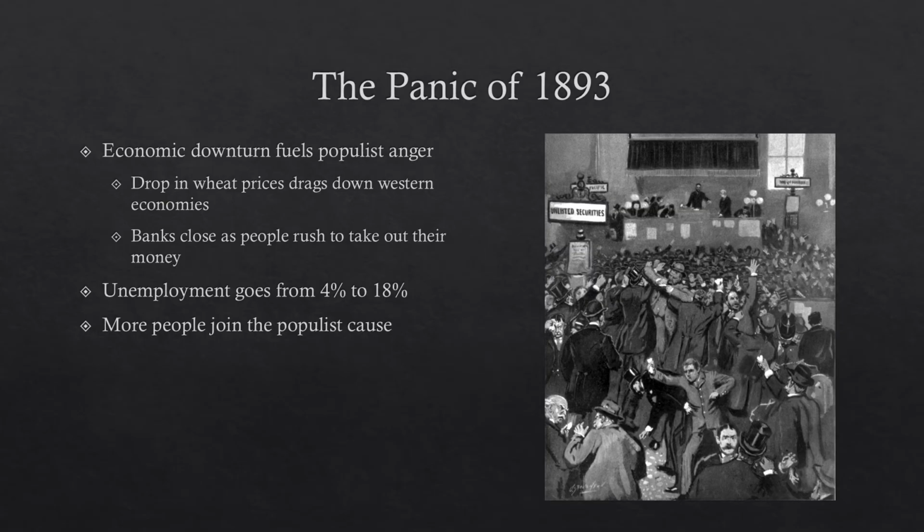And when the banking sector goes into crisis, the economy is hurt, and within a year, the unemployment rate goes up from 4% to 18% of the population. And because the economy gets bad, more people turn and start to support the populist cause.